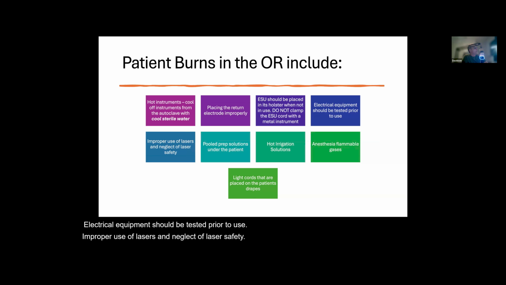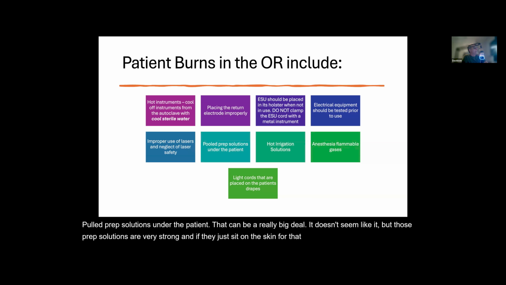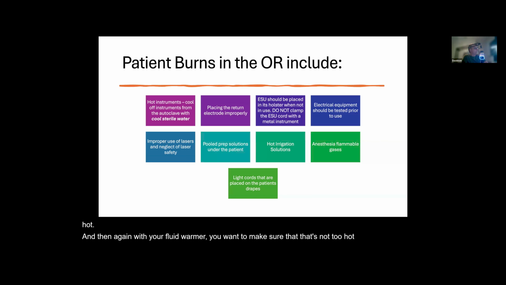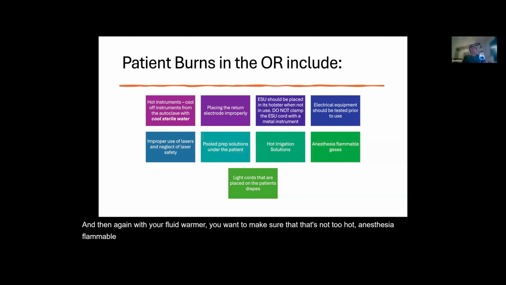Pooled prep solutions under the patient, that can be a really big deal. It doesn't seem like it, but those prep solutions are very strong. And if they just sit on the skin for that long and are wet and still, they don't dry when they're pulled, they can actually cause skin burns and irritation. Hot irrigation solutions. A lot of times you use warm irrigation, especially in the abdomen. You want to make sure those are not hot. And then again, with your fluid warmer, you want to make sure that that's not too hot. Anesthesia, flammable gases, light cords that are placed on the patient's drapes.